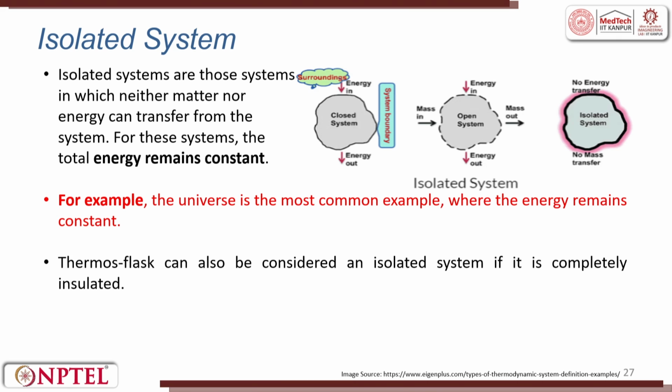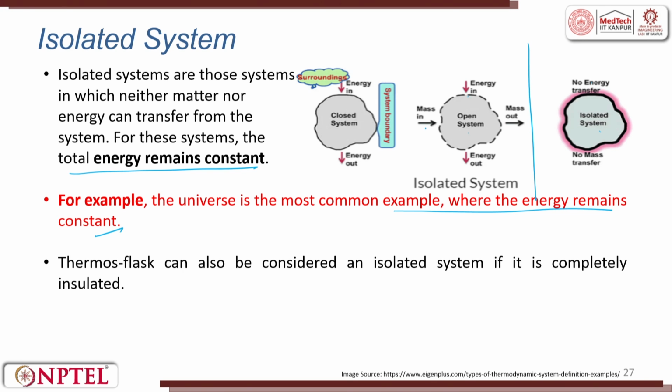What are isolated systems? Isolated systems are those in which neither matter nor energy transfer happens. For these systems, the total energy remains always constant. In a closed system, there is energy in, energy out. So this is a system boundary. You can see here mass in, mass out, energy in, energy out. This is an open system. In the isolated system, there is no energy transfer or mass transfer, but it is a system. For example, the universe is the most common example where the energy remains always constant.